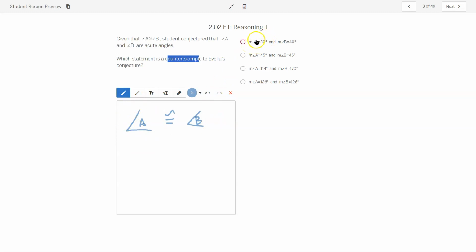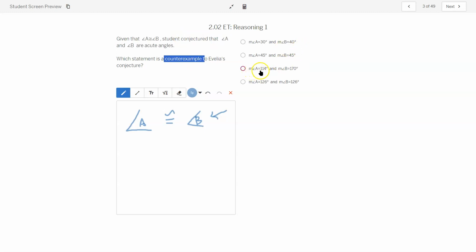Measure of angle A is 30 degrees. That's still acute, so that's not going to be opposite. Plus, measure of angle B equals 40 degrees. That means that they're not congruent, so that won't work. Measure of angle A is 45 degrees, and measure of angle B is 45 degrees. That could be true for their first conjecture, but cannot be a counterexample.